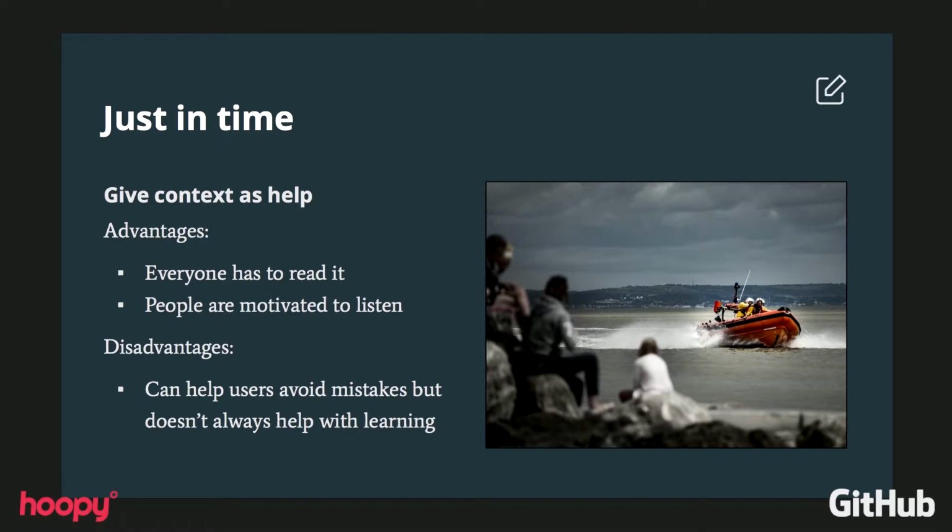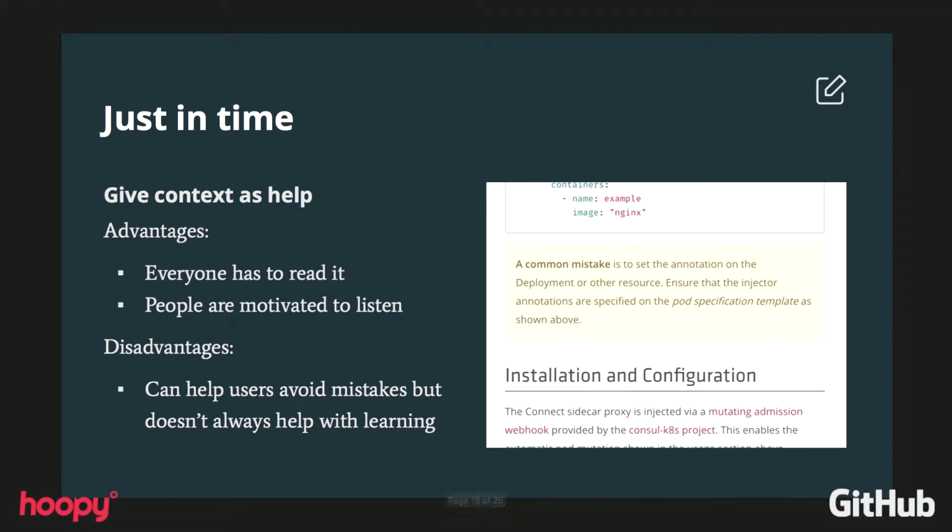And we can add that to our documentation and be like, everyone trips up here. So you can see this big yellow box in our documentation that's like, this is a common mistake, don't do it. The advantages are that it gives people context, and everyone's really motivated to read it because it's like danger.